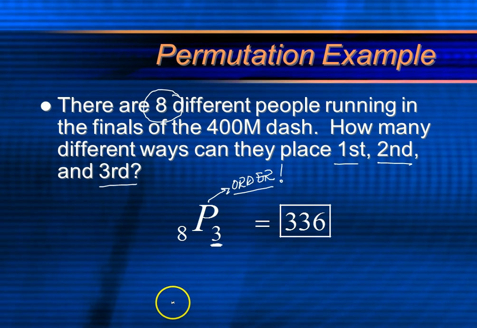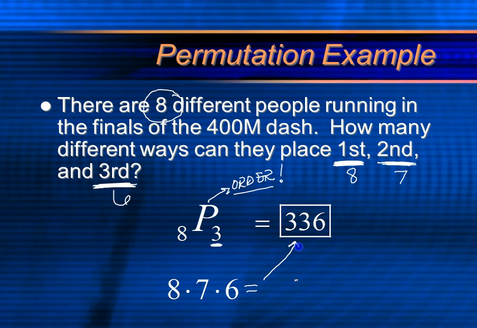Okay, if I made this in a sense of just blanks, how many people can get first? How many people can get second? How many people can get third? How would you figure that out? If I just did the counting principle, how many people can get first? 8 people. How many people can get second? 7. How many people can get third? 6. And if you type 8 times 7 times 6 in your calculator, you will also get 336.